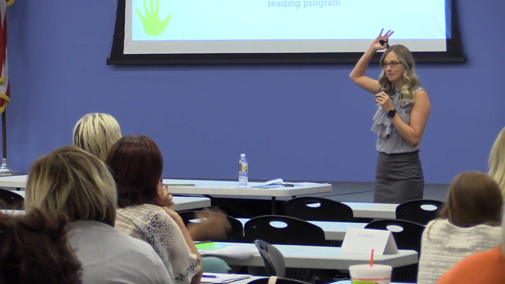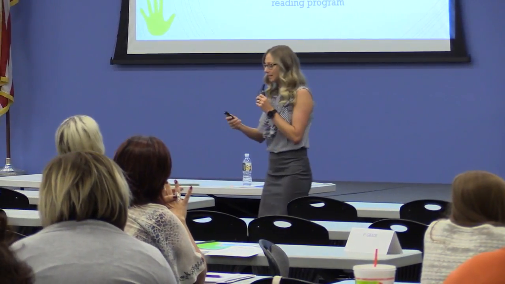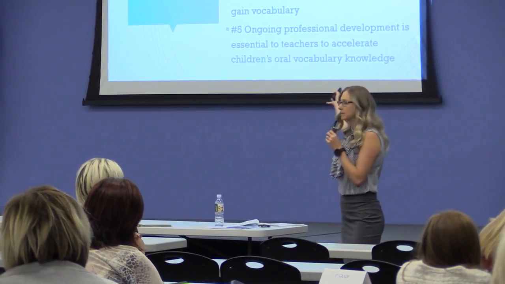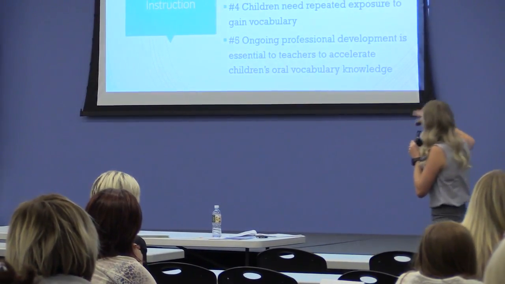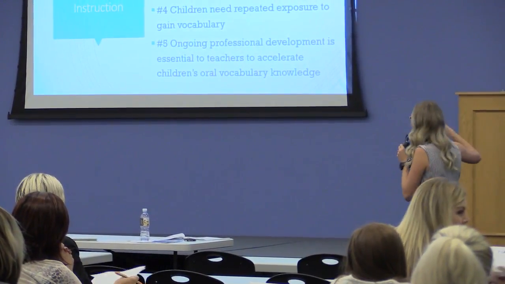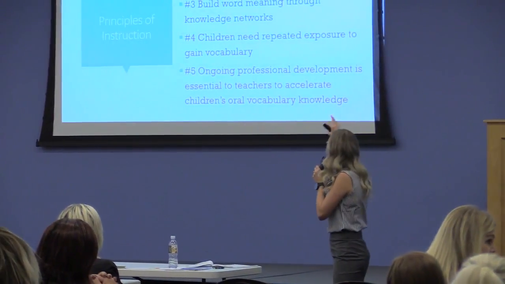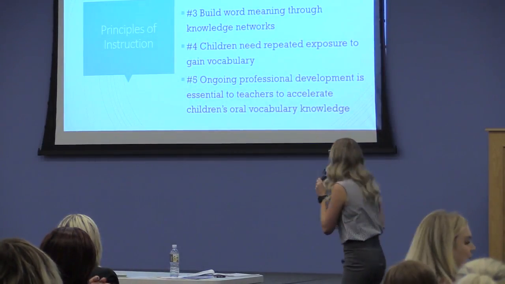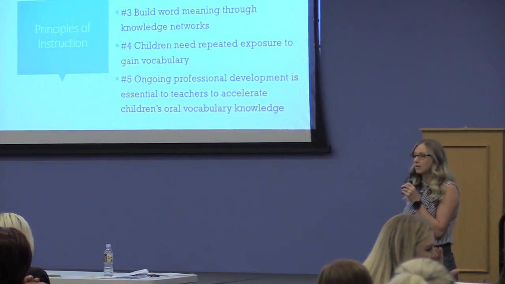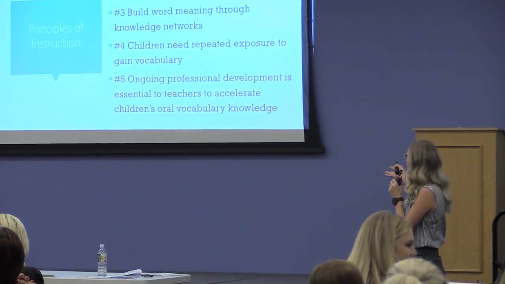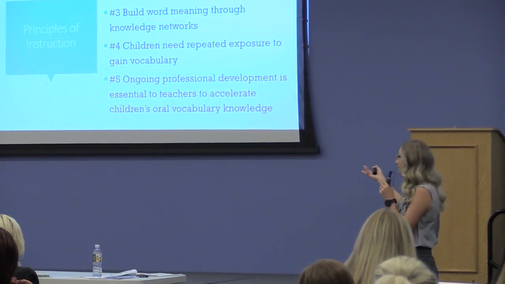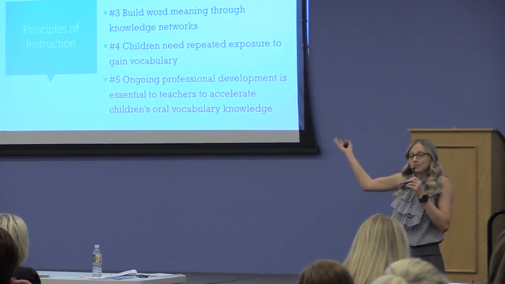Were any of the myths familiar to you as educators? A couple of them? Okay. So that same article actually talks about the principles of instruction. We're going to talk about these five principles in depth in the next few slides. Children need both explicit and implicit embedded instruction, both intentional with our word selection, so that's when we're talking about trident versus a more useful word. Building word knowledge through knowledge networks, which we'll talk about, and I'll give you some examples. Children need repeated exposure to gain vocabulary, just as I was stating I do as an adult. And then ongoing professional development, which is why you're here today.